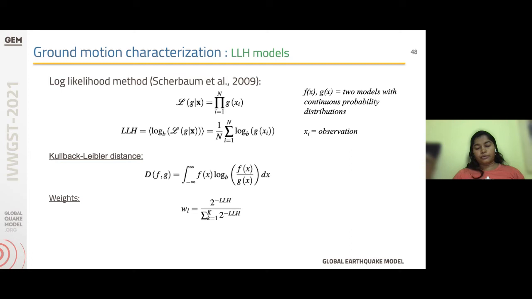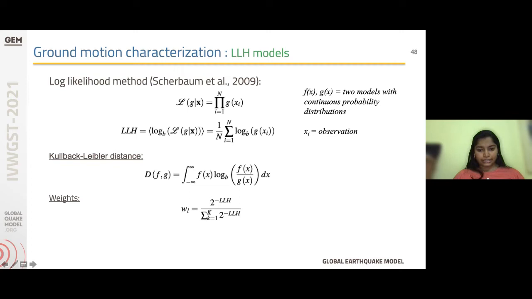And nowadays there are more complex and more advanced tests available, which are called multivariate log likelihood methods as well. But the basic concept behind a log likelihood method is that if I consider the probability density function of a GMPE to be g(x), then I would like to know the likelihood of the model predicting an observation, which is nothing but xi. Again, xi is just an observation for an event i, and it is summed up over the entire range of events that we have. After that, we always take the log function of that, which is where the name, the log likelihood, comes from.